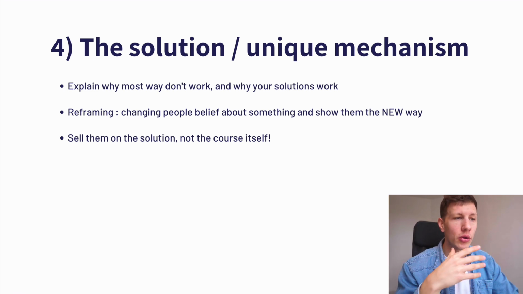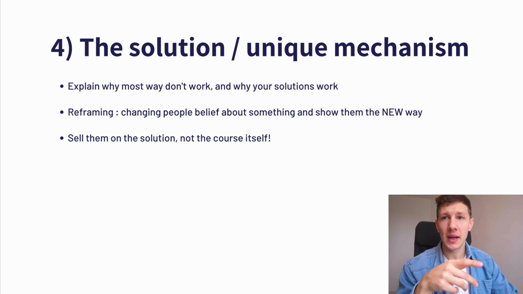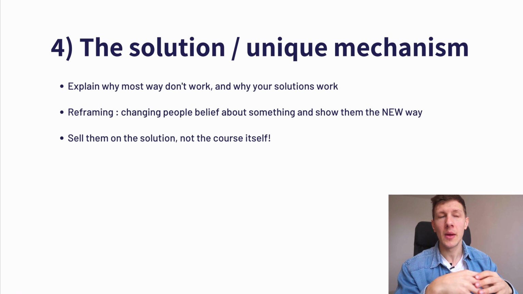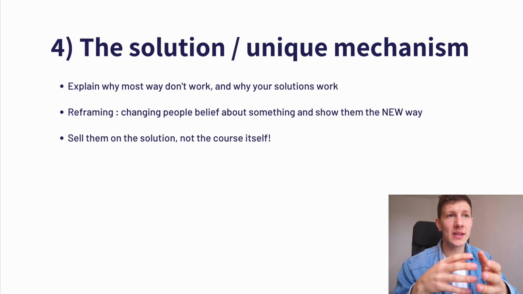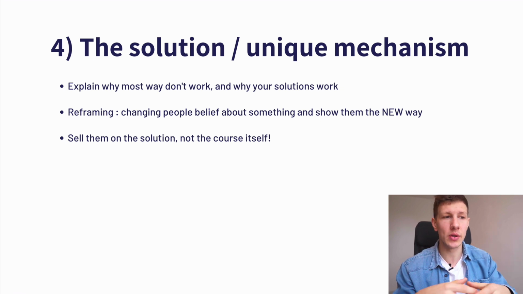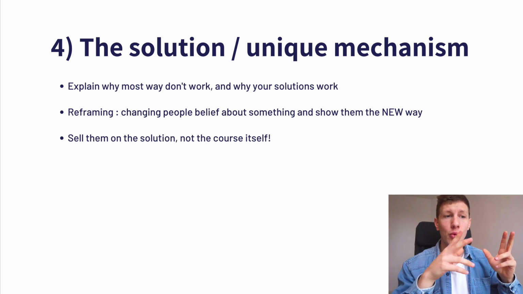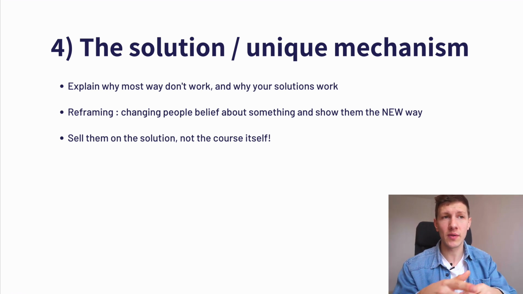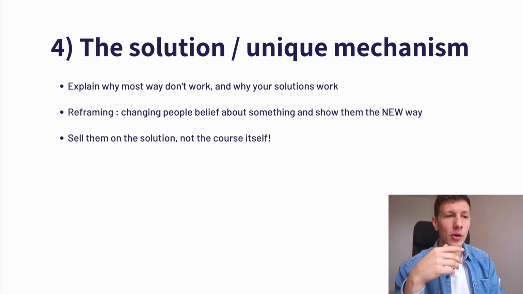You need to sell them on the solution, not on the course itself. You need to convince them that your mechanism is what you're selling actually. You're not selling the course. You need to tell them, okay, you have this problem and these are the challenges that you face. This is the solution. The solution is to do things that way instead of that old way, right? When you're selling the new way, you need to convince them that your solution, meaning the way that you're going to teach them to do stuff, your approach to things, right? You need to sell them on that and not sell the course itself on the sales page.